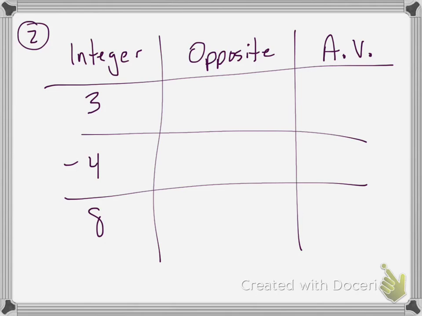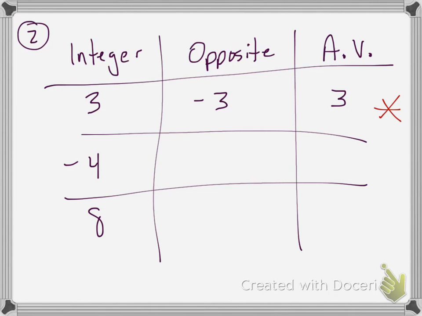Number 2, we have a few different integers, and we're going to express their opposite and their absolute value. So the first integer is positive 3, so the opposite would be negative 3, and the absolute value of 3 would be 3. Now just a little reminder over here, our absolute values are always going to be positive, because it is measuring the distance that we are away from 0.